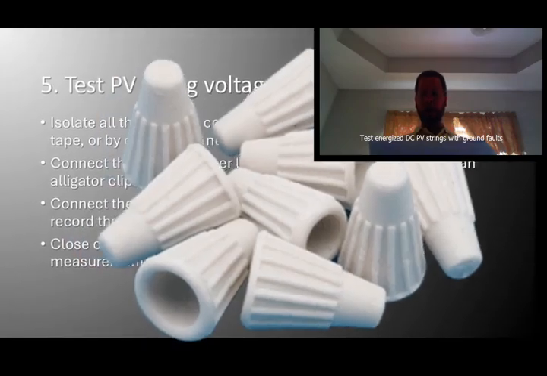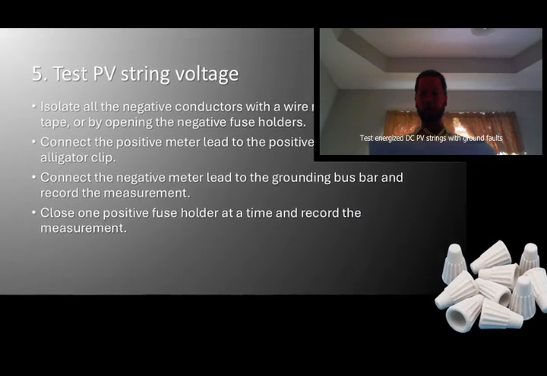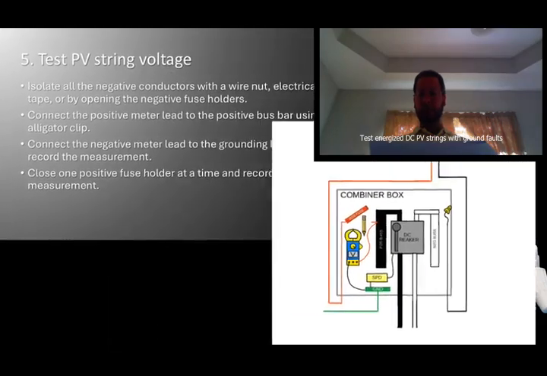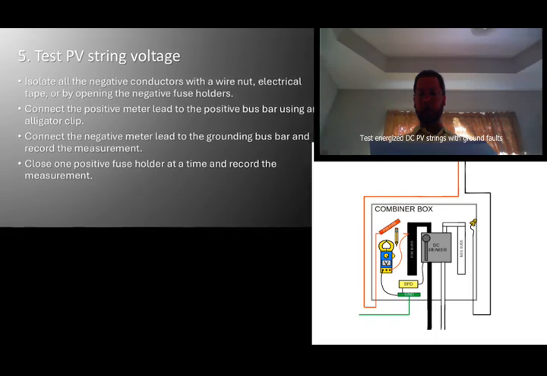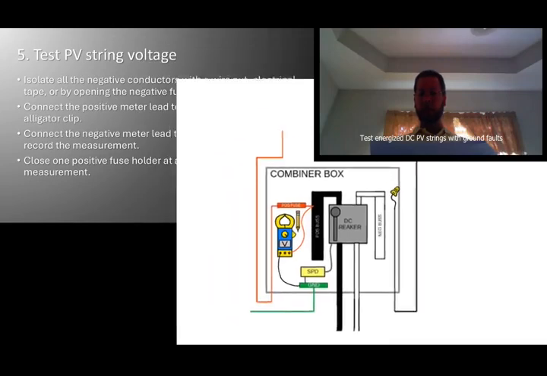Isolate all the negative conductors with a wire nut, electrical tape, or by opening the negative fuse holders. Connect the negative lead from the meter to the grounding bus bar and record the measurement. Close one fuse holder at a time and record the measurement.